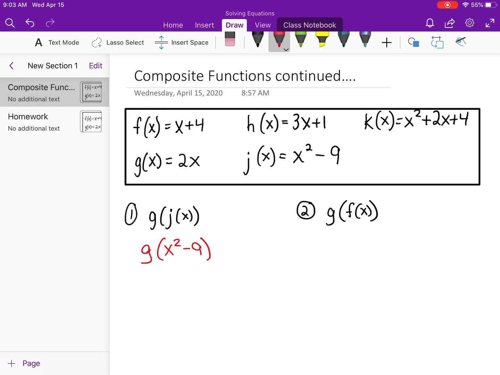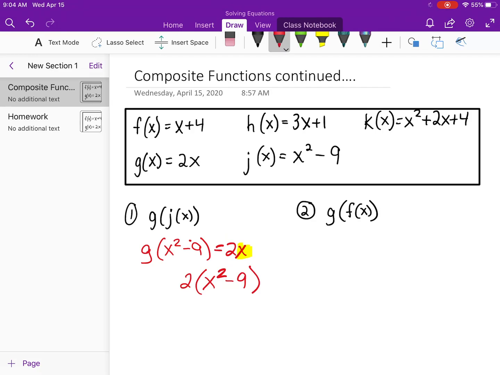Okay, so that first step is pretty important because that shows you then the next step, which is g. We're going to take x squared minus 9 and we're going to put that into the other function g of x for x. So if g of x equals 2x, I'll put this equals 2x, and this would be 2 times x squared minus 9 because you're taking out this x and you're going to replace it with the x squared minus 9.